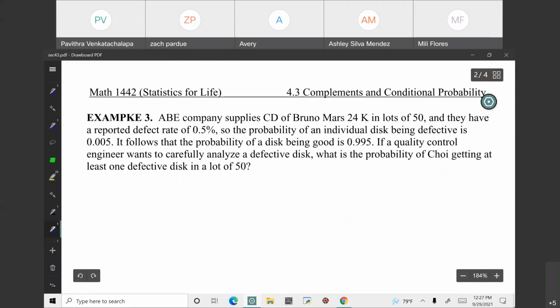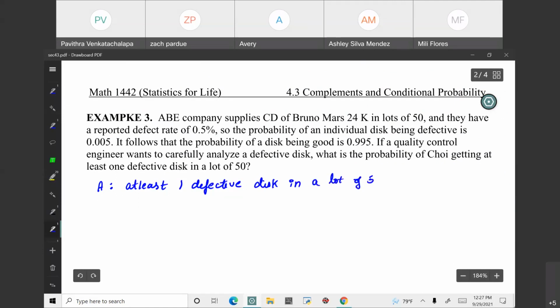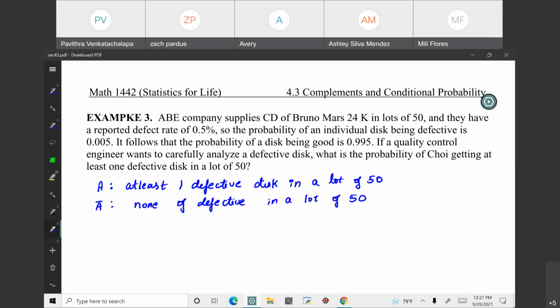Okay. Example 3, you have to do this. It is the same problem with the numbers changed. E event means at least one defective disk in a lot of 50. A complement, none. None of them are defective in a lot of 50. So the total number of disks is 50 in a lot of 50. And they have reported that the defective rate is 0.5%.